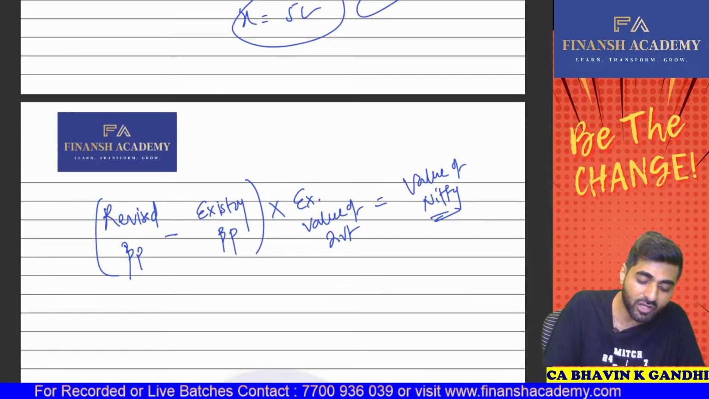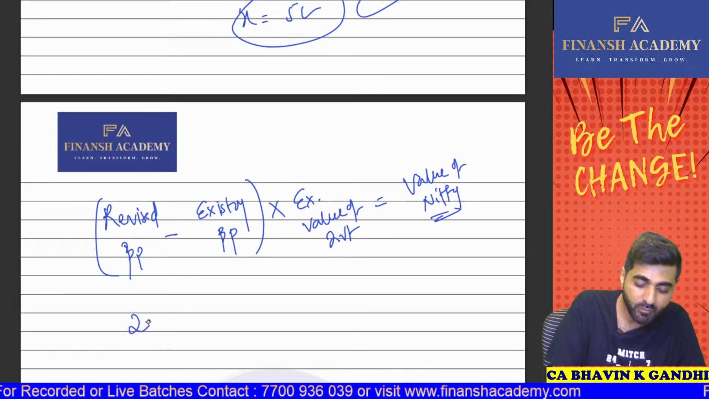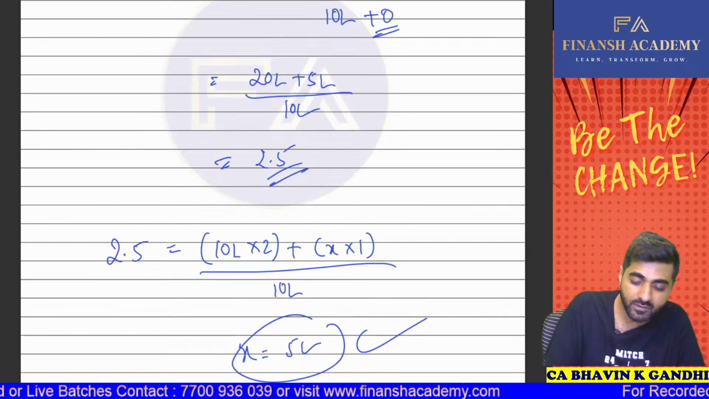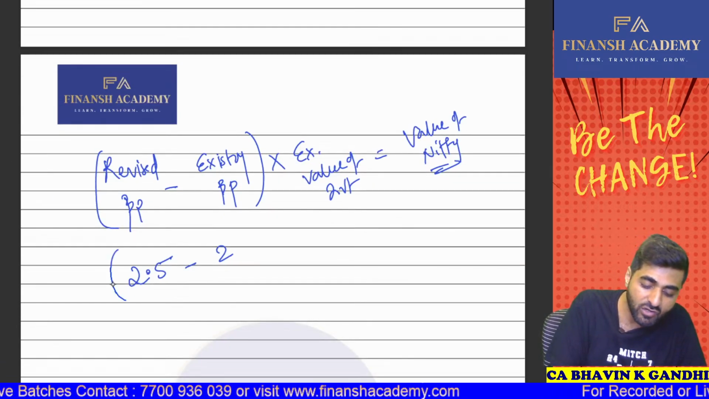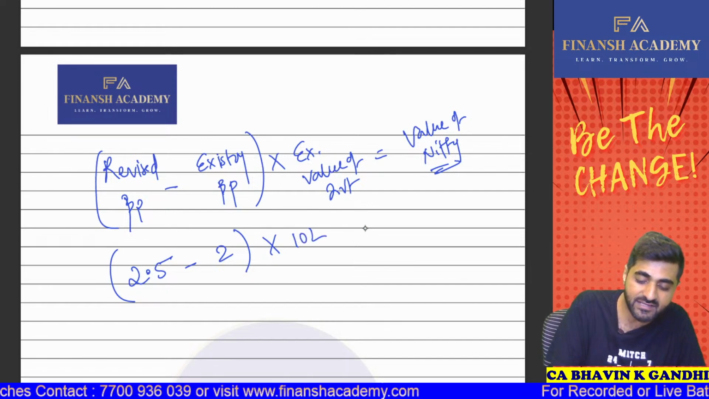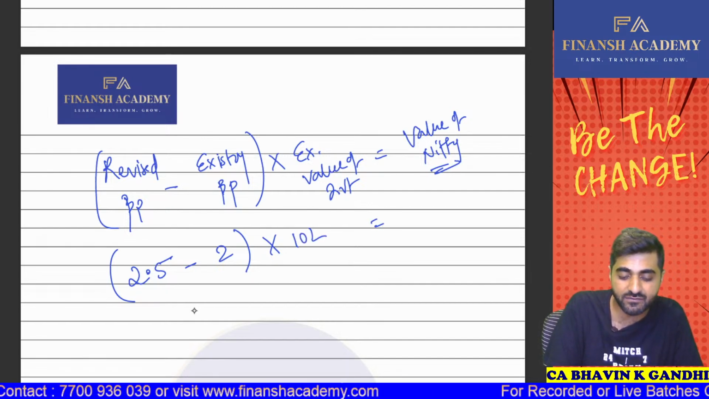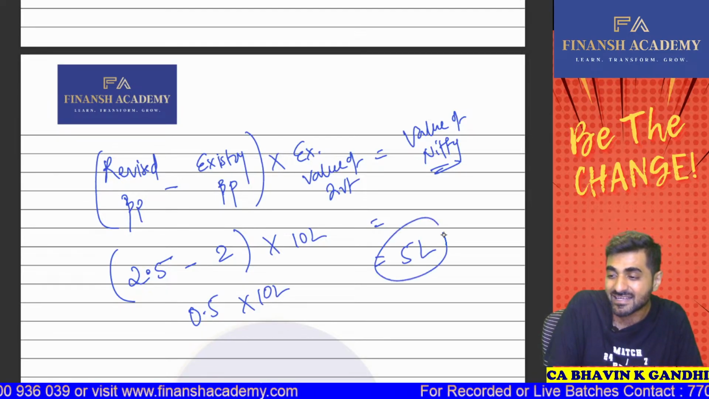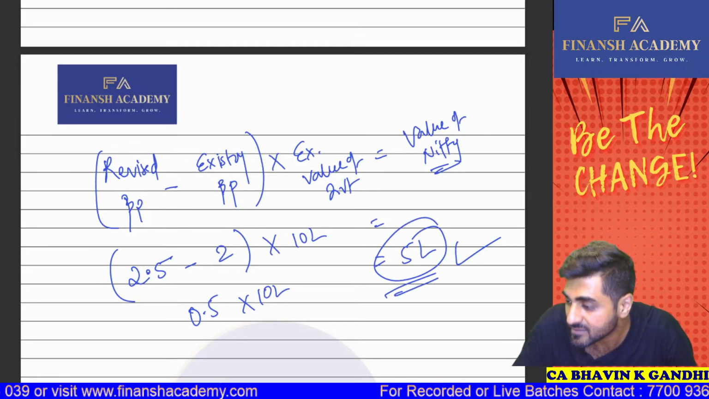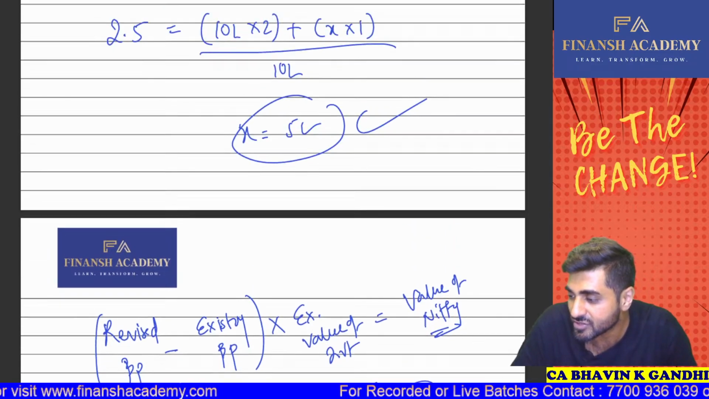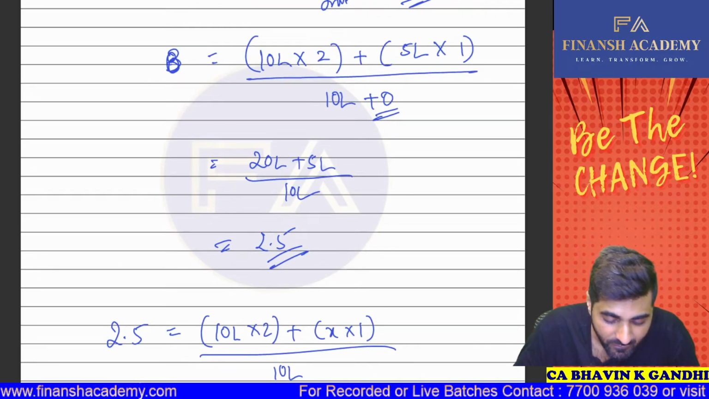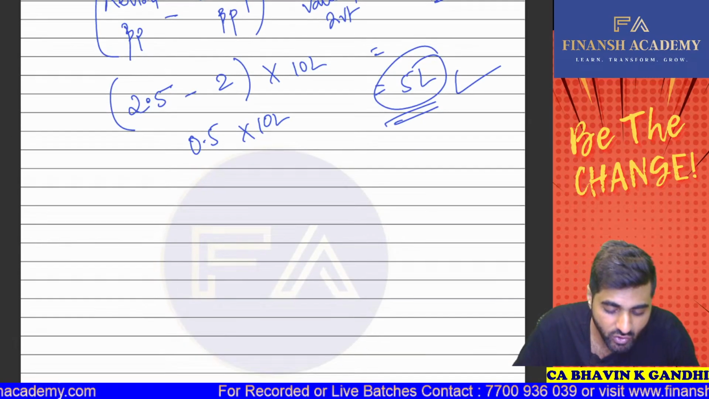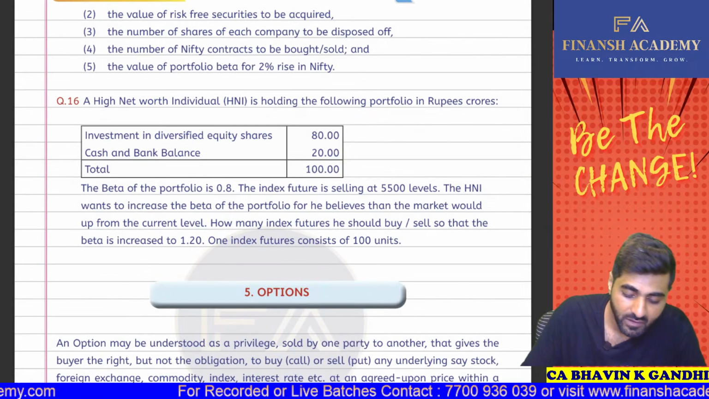So basically, for example, your revised beta of the portfolio is 2.5, which you want. Existing beta of the portfolio is 2, right? And the value of the investments existing is 10 lakhs. So what is the value of Nifty contracts which you have to buy? 0.5 into 10 lakh, which is nothing but 5 lakhs. Exactly equal to what we had discussed. The same derivation. From here only we can get the exact answer, which will be nothing but your 5 lakh rupees.